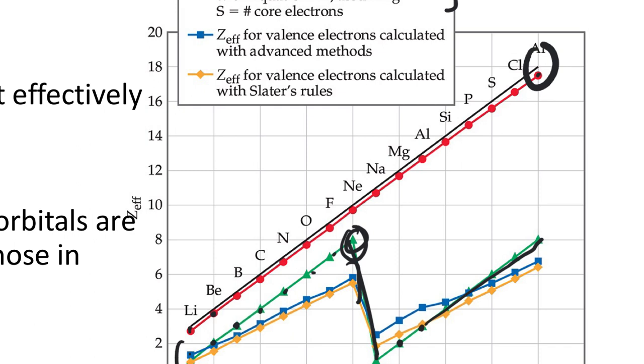And so the trend that we can see is that the effective nuclear charge increases from left to right, that there's no break in the trend. There's no elements from left to right that are breaking this general trend of increase of effective charge from left to right.